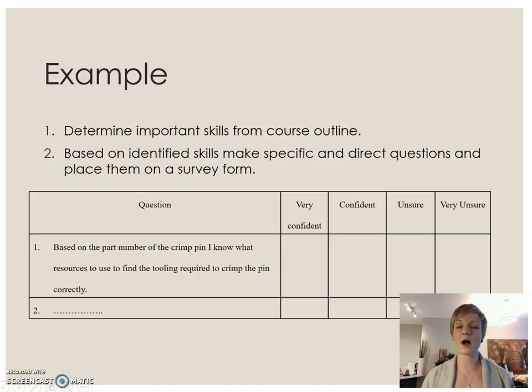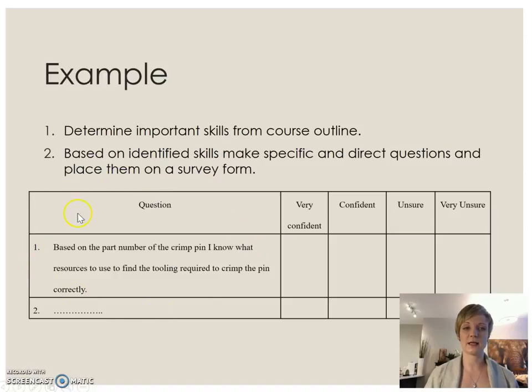So an example of how I would utilize this classroom assessment technique in one of my courses would be, I take my course outline and make sure that I identify the most important skills in my course. So I'll probably just highlight it right on the outline. Based on those skills, I would then make sure I wrote very specific and direct questions about each one of those skills. From these questions, I would create a table.